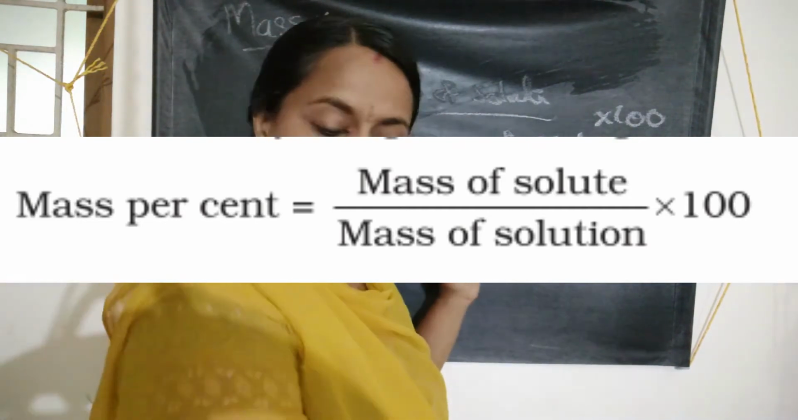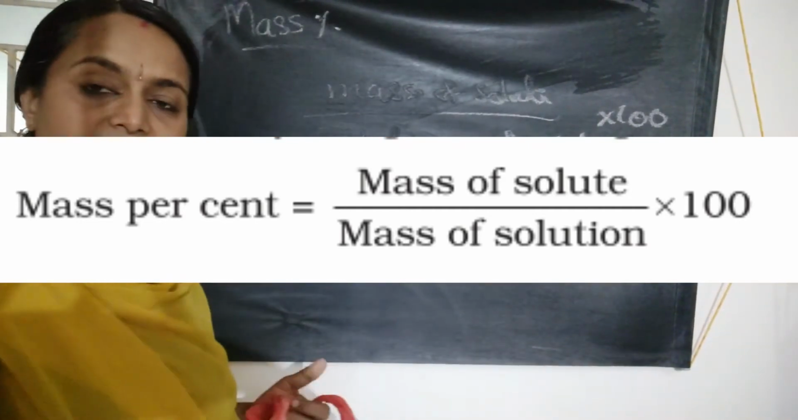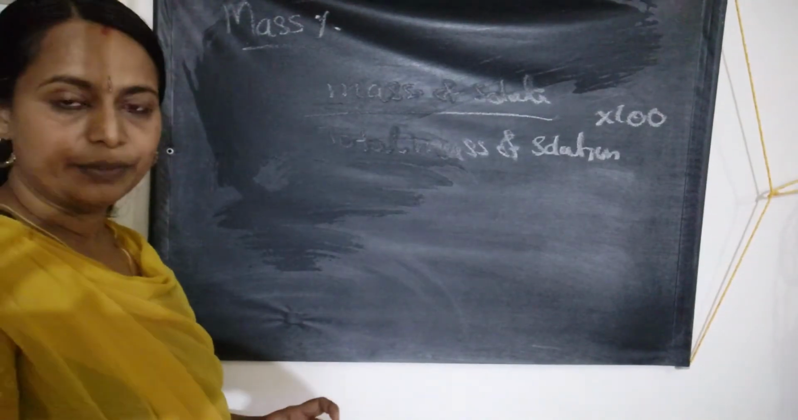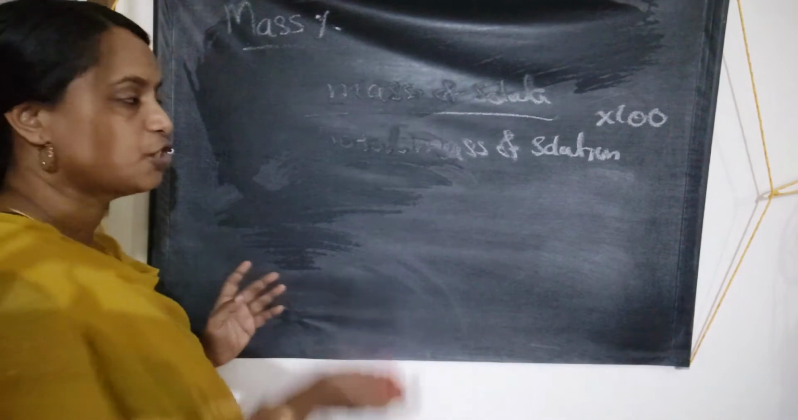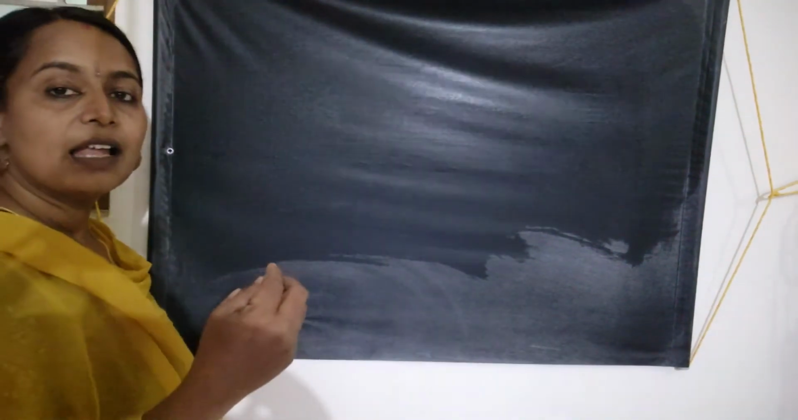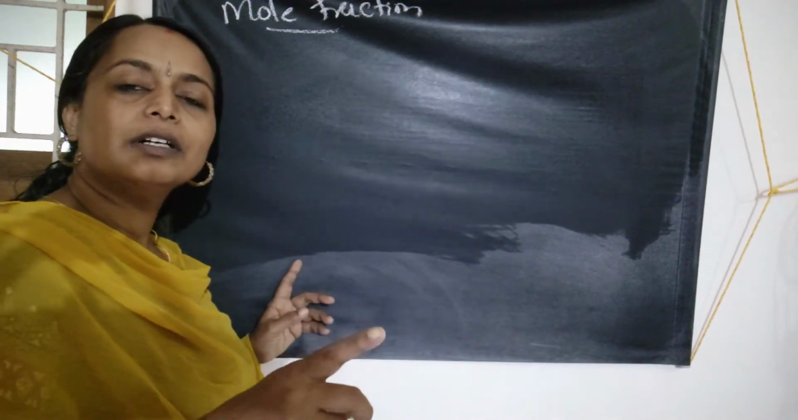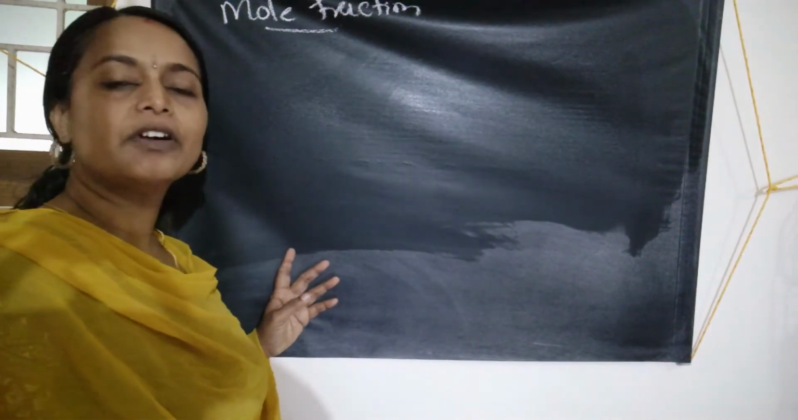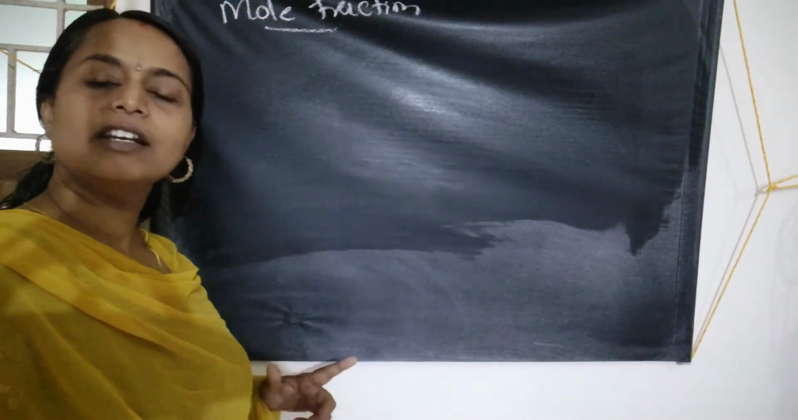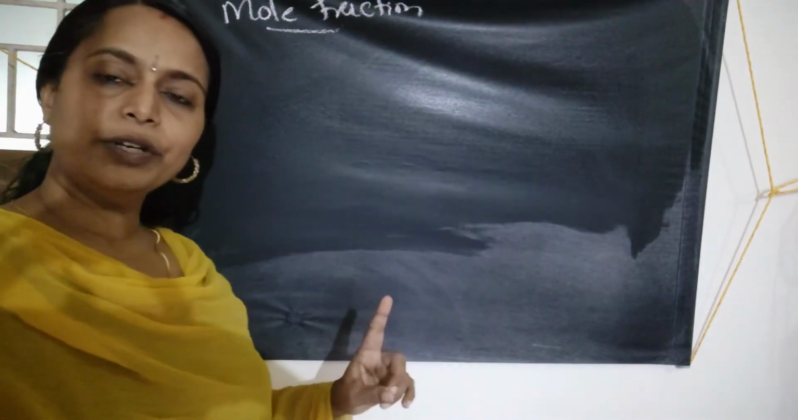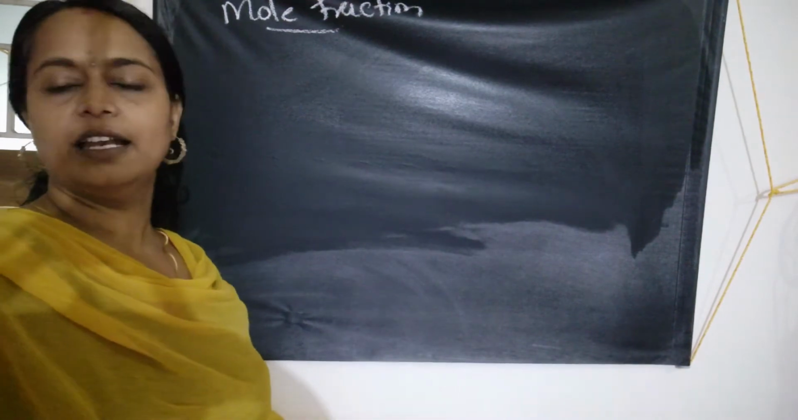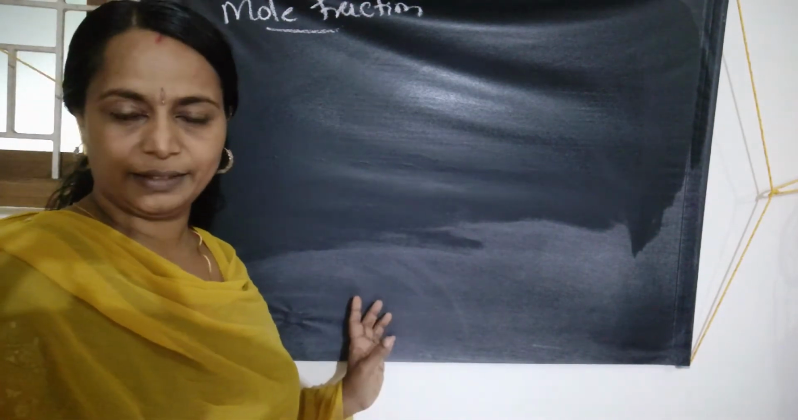And another term used for the representation of concentration is mole fraction. Mole fraction. For a binary solution. For a binary solution means one solute dissolved in one solvent. The solute plus solvent forms the solution. ഒരു സൊല്യൂട്ട് മാത്രം സോൾവെന്റിൽ അലിഞ്ഞതാണ് എങ്കിൽ അങ്ങനെ ഉണ്ടാകുന്ന സൊല്യൂഷനെയാണ് ബൈനറി സൊല്യൂഷൻ എന്ന് പറയുന്നത്.